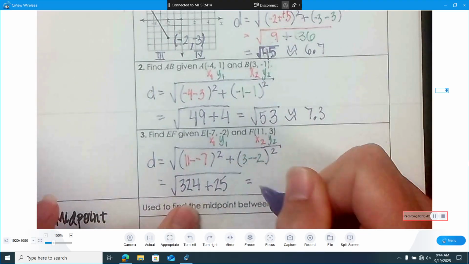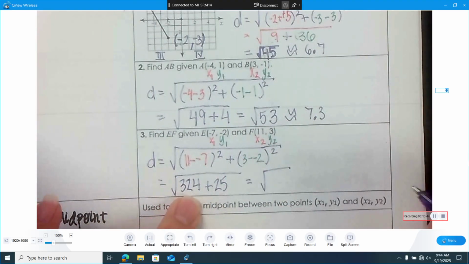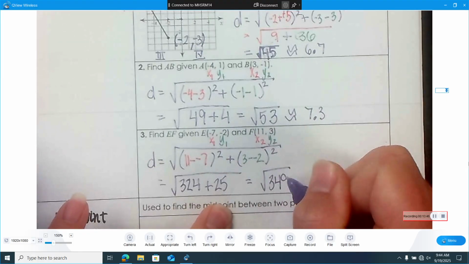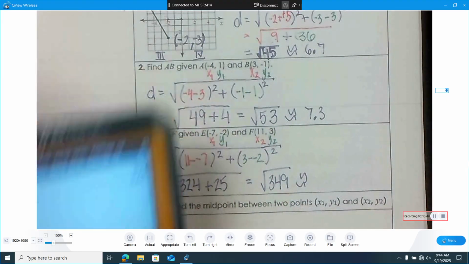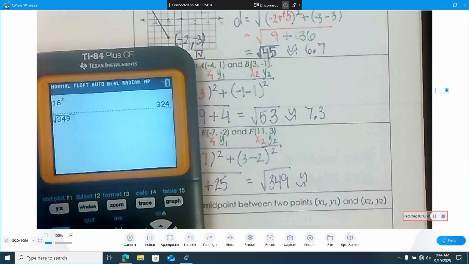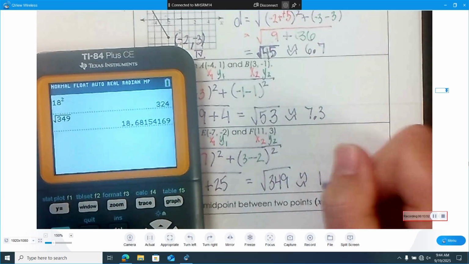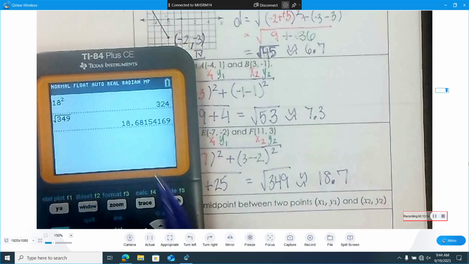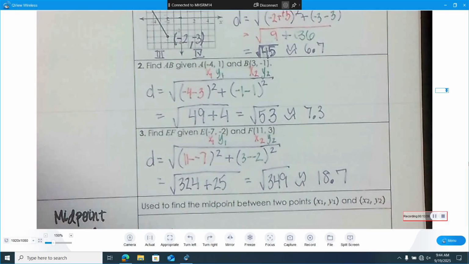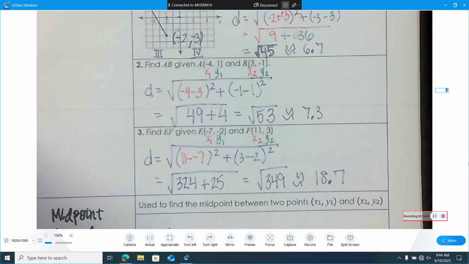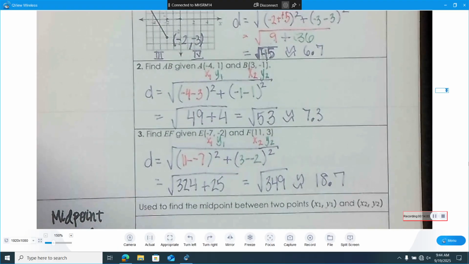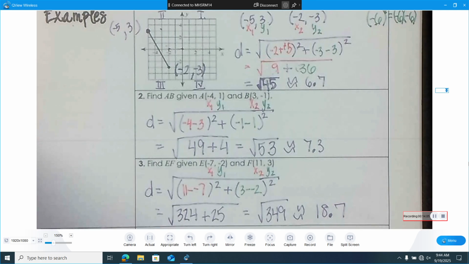Very good. And so we get the square root of 349, which is approximately 18.7, rounding because the 8 tells us to round up. The neighbor tells us to round up. Okay, questions for me?